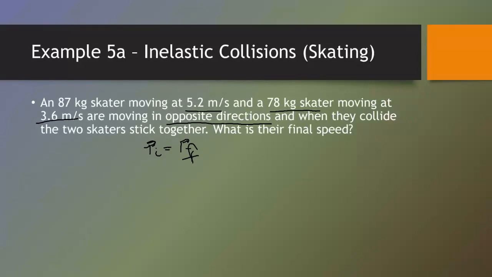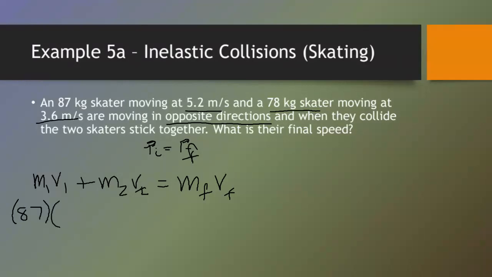Initially, we have two skaters, the first one and the second one. After they collide, they stick together and they become one skater with one single velocity. The mass of the first skater is 87. The velocity is 5.2. I'm just going to use the larger velocity as the positive velocity.